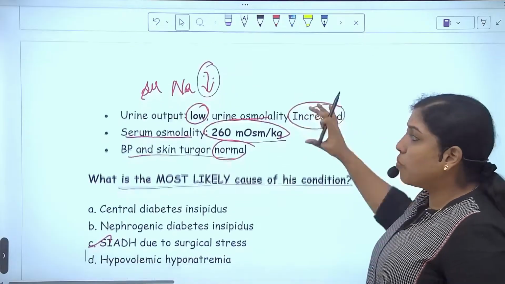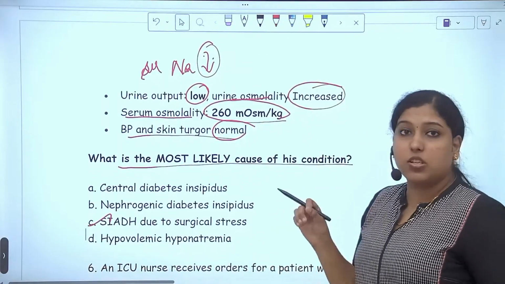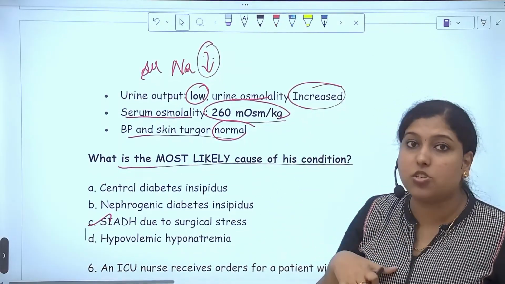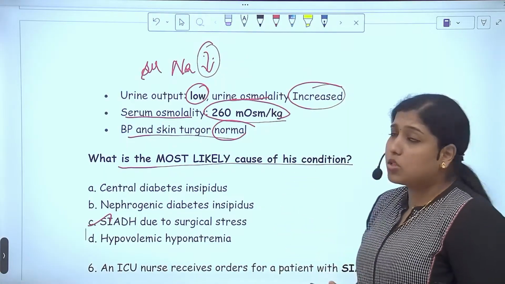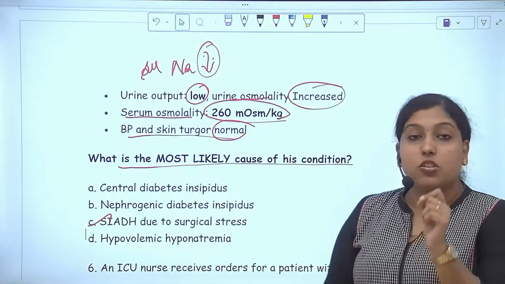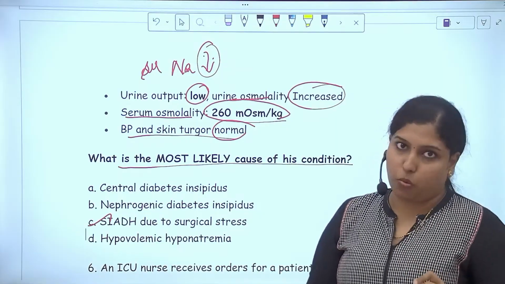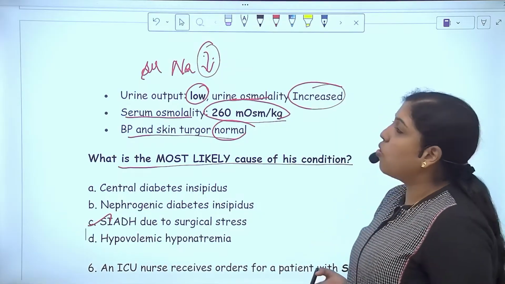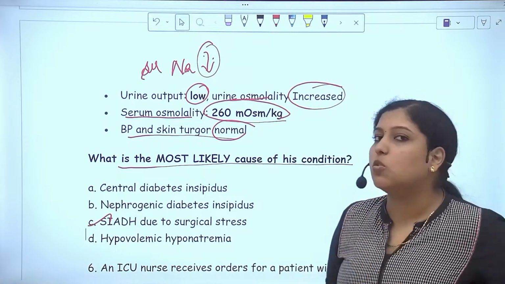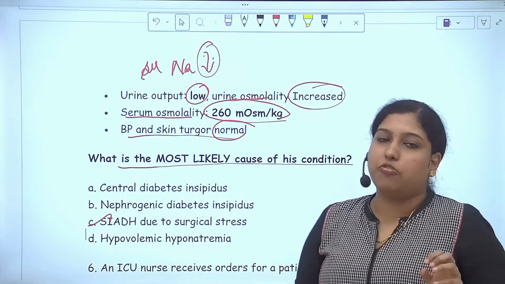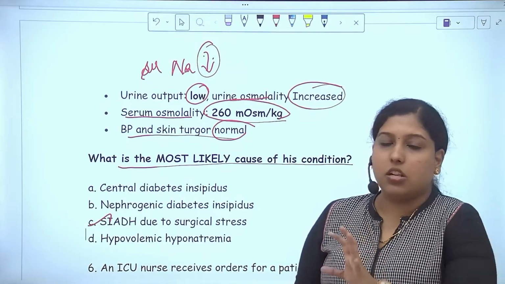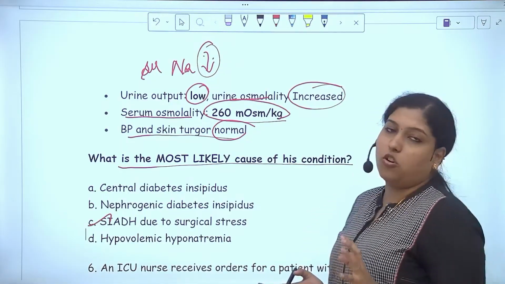And the urine output is low. As you all know, in case of SIADH, there will be excess water retention in the body because of excess production of ADH. And the urine osmolarity will obviously be increased because concentrated urine is coming out of the body, right? Serum osmolarity, obviously, because of the excessive water retention, will cause dilution of the fluid in your body. That is going to cause reduced osmolarity.